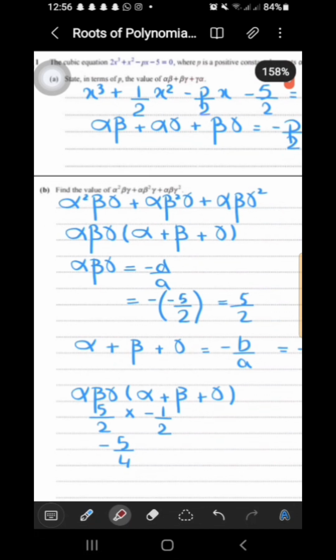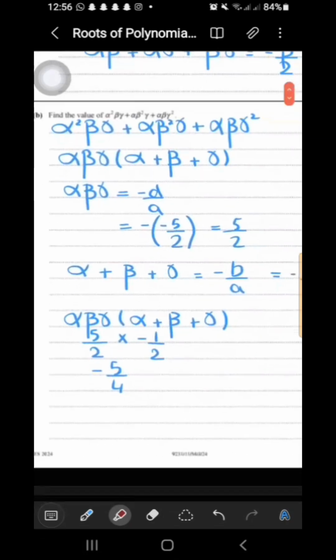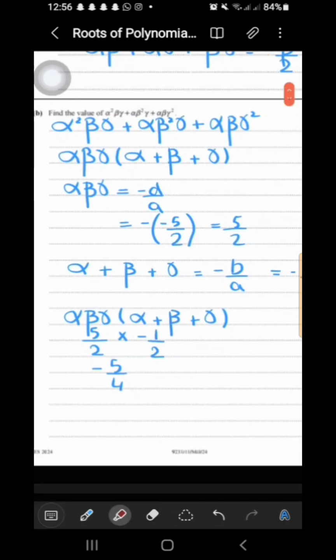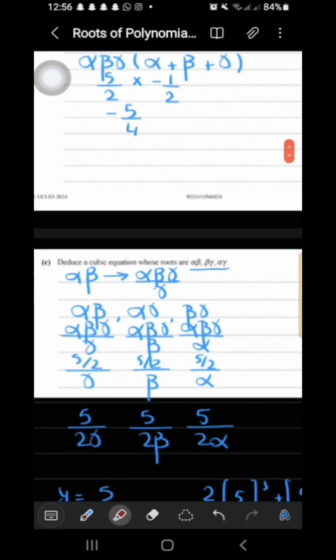Then in part B we have alpha square beta gamma and the summation of alpha square beta gamma. So we took alpha beta gamma common and multiplied it with alpha plus beta plus gamma. Through this I found alpha beta gamma through the given equation in the question, and I also got the summation of alpha through the given equation, and I got the answer here, negative 5 divided by 4.